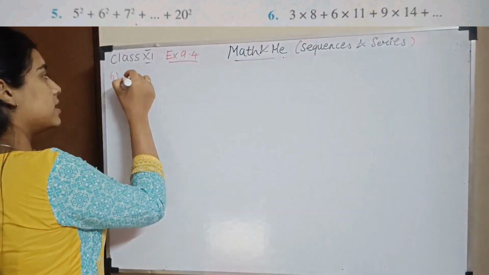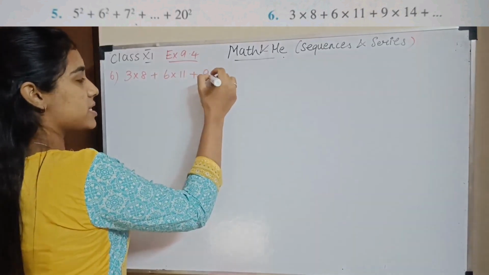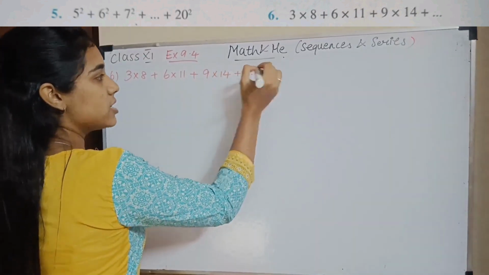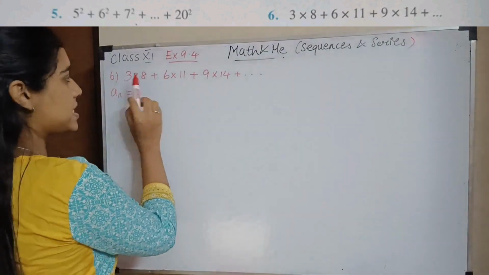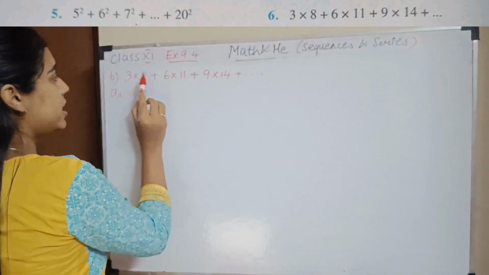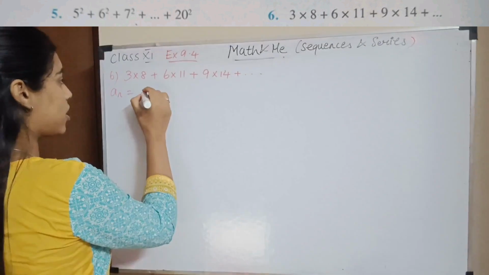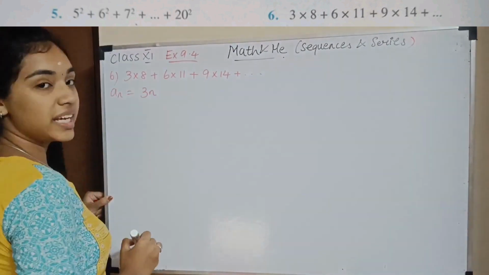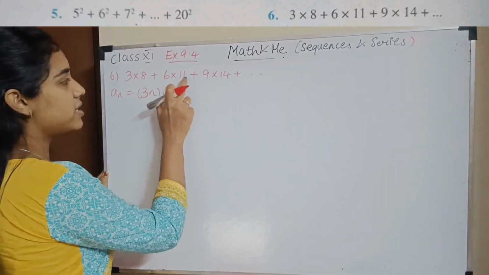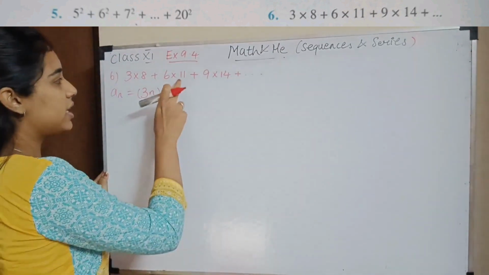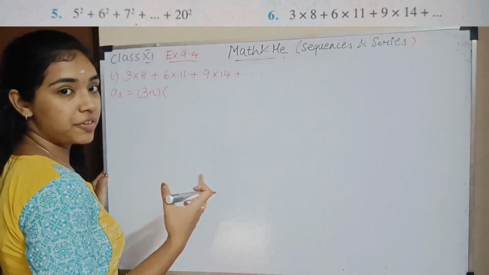Question number 6. 3 into 8 plus 6 into 11 plus 9 into 14 and so on. So what is my an? What do you see? First terms it is 3, 6, 9 and so on. So they are multiples of 3. So how do you write multiples of 3? 3n. Okay. This is my first term. What is my second term? 8, 11, 14. How do they differ? 11 minus 8 is 3. 14 minus 11 is 3. So they differ by 3.